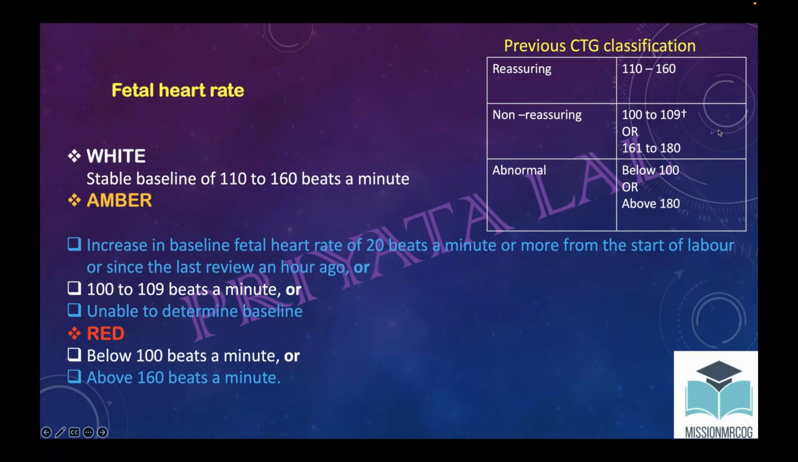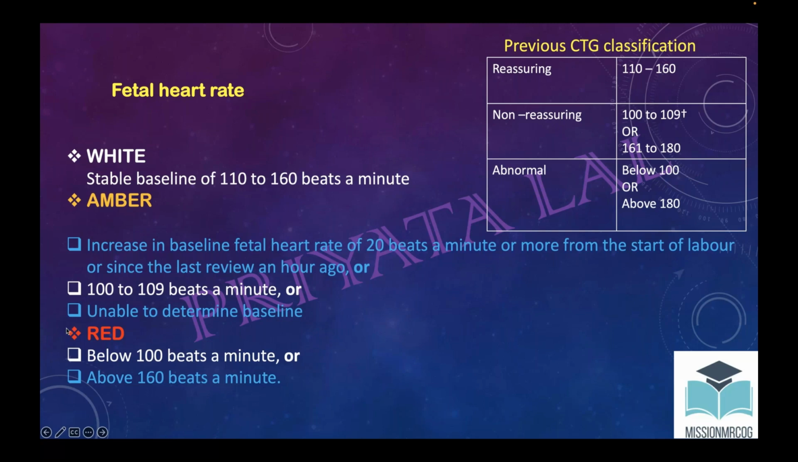Now come to amber. Amber code will be when the fetal heart rate increases by 20 beats or more than 20 beats. Okay, then it will be amber. If it is less than 100, then it is amber. If we are unable to find the baseline rate, that is amber. So this blue thing that I have put is new in this guideline. Previously this was non reassuring. So there is a change. Can you appreciate this change? Is it clear, people? These blue things are changes in the new guideline. So this is the amber code. I hope I'm making sense.